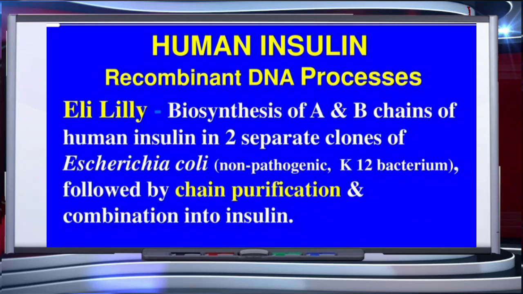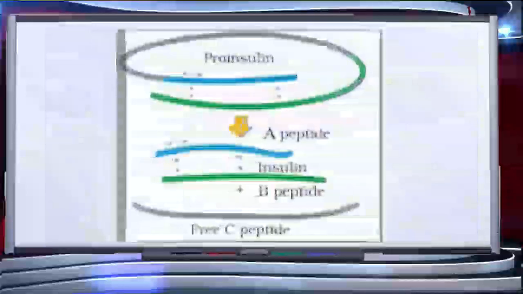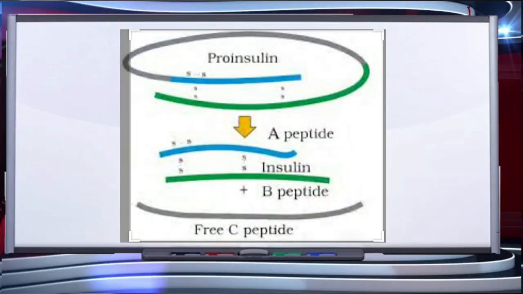Eli Lilly, an American company, in 1983 prepared two DNA sequences corresponding to A and B chains of human insulin and introduced them in the plasmids of Escherichia coli to produce insulin chains. Chains A and B were produced separately, extracted, and combined by creating disulfide bonds to form human insulin. Insulin used for diabetes was earlier extracted from the pancreas of slaughtered cattle and pigs. This caused allergy or other reactions in some patients.